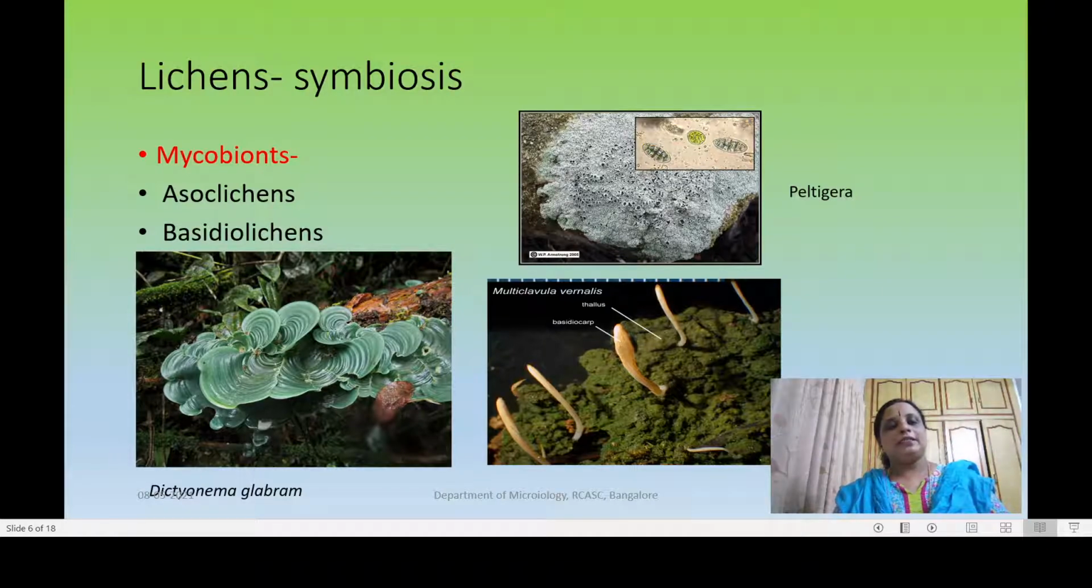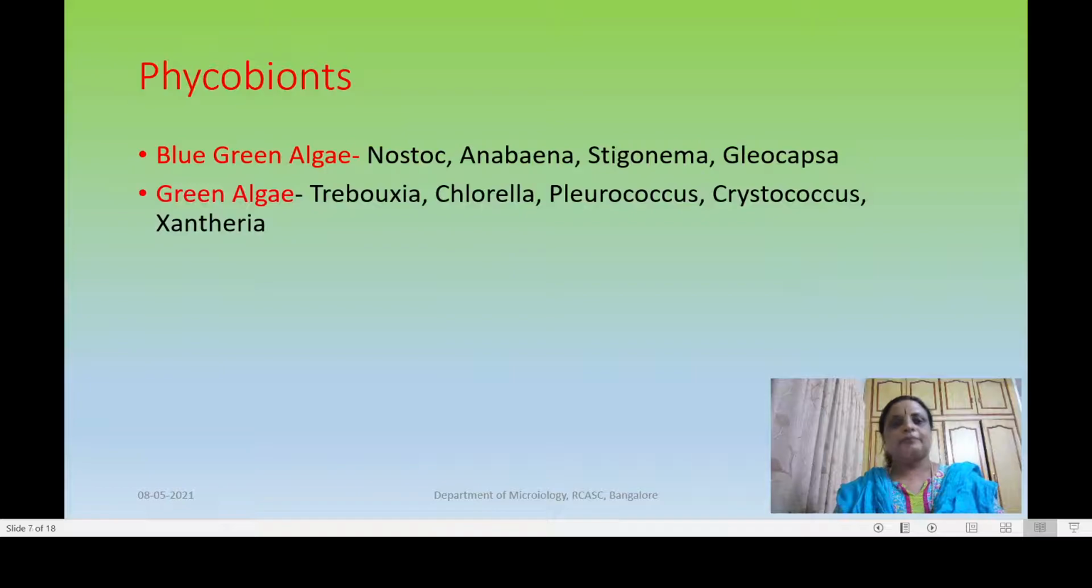Once again, the lichen symbiosis has two different partners. One is, as you know, the mycobiont, that is the fungal partner. The fungal partner may belong to the subdivision Ascomycotina or Basidiomycotina. If they produce ascospores in a special structure called asci from a fruiting body called ascocarp, they have been placed under ascolichens, and if they are producing basidiocarp as the thallus of a lichen, then it is called basidiolichens. The phycobiont, that is the algal partner, as I was mentioning, could be either a blue-green alga or a green alga.